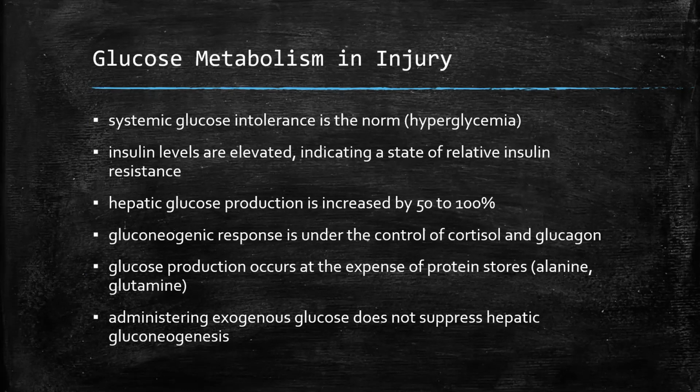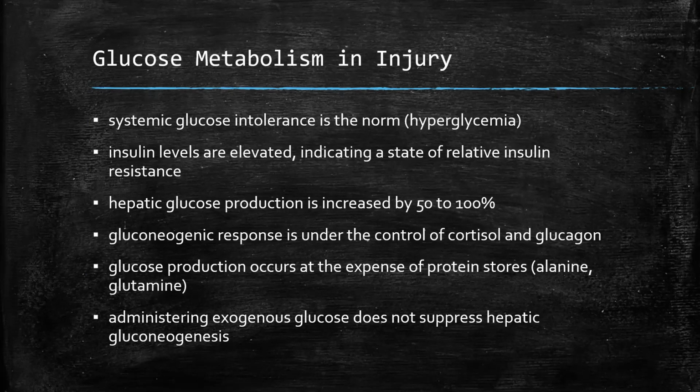In the injured patient in particular, glucose production occurs at the expense of protein, particularly alanine and glutamine. It might make sense to try to intervene in this protein breakdown response by giving the patient glucose. So if you give your injured patient a glucose drip, does it have any effect on protein breakdown? And the answer is no.